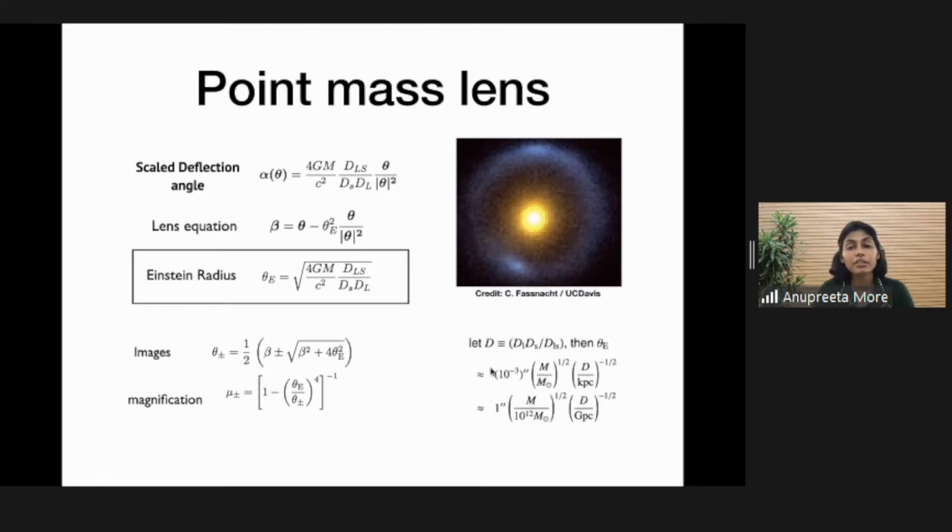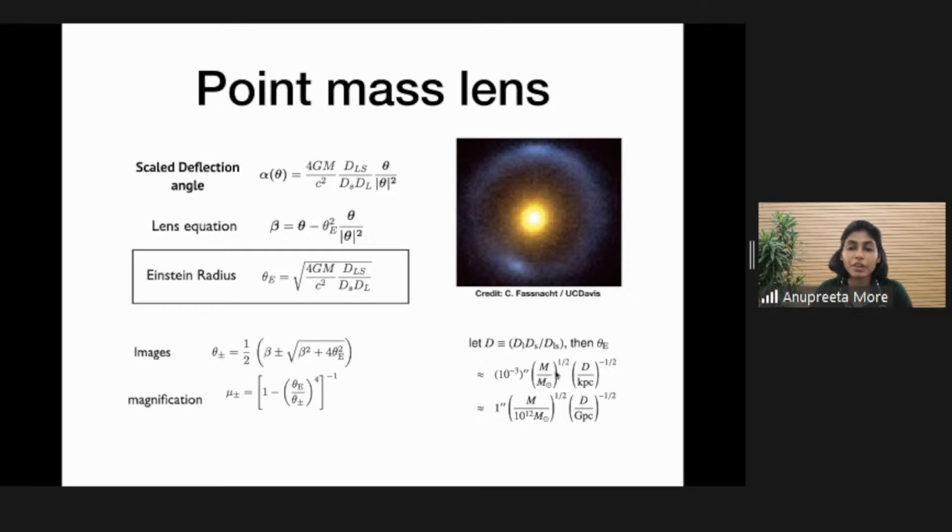A side note here: I forgot to mention that this kind of ring that is formed is called an Einstein ring, and the radius of this ring is called the Einstein radius. If you just look at the scales of various quantities in this Einstein radius equation, there is something worth noting here.